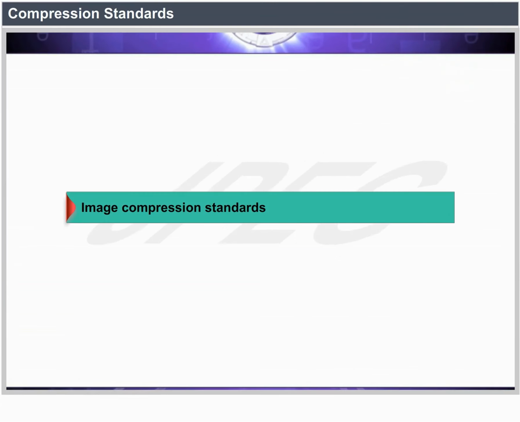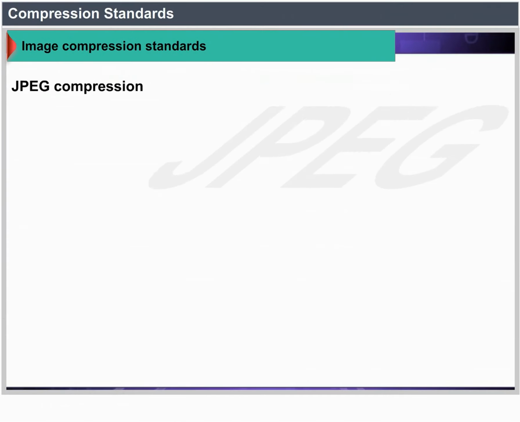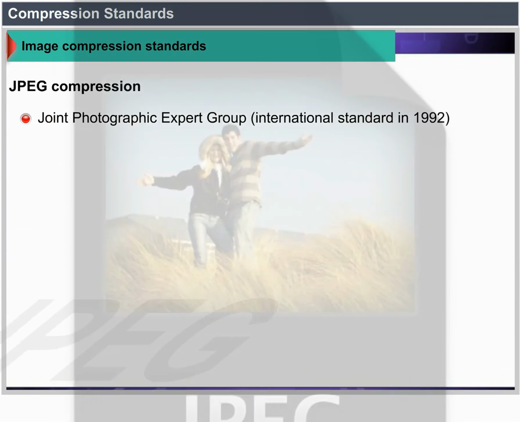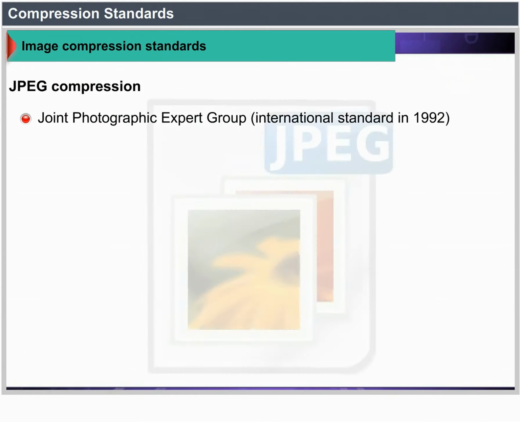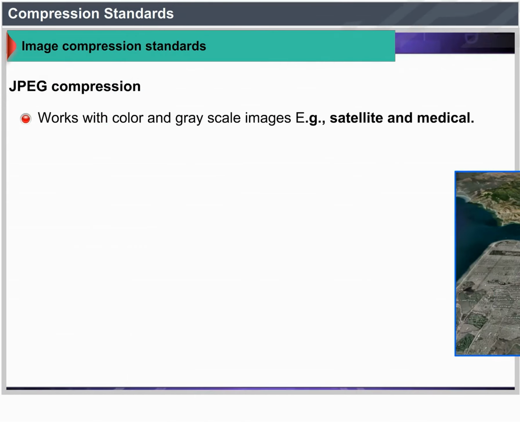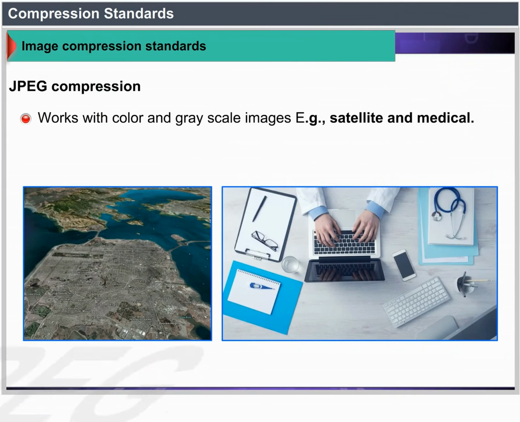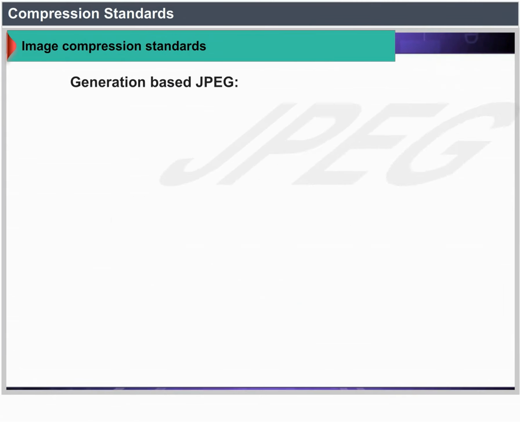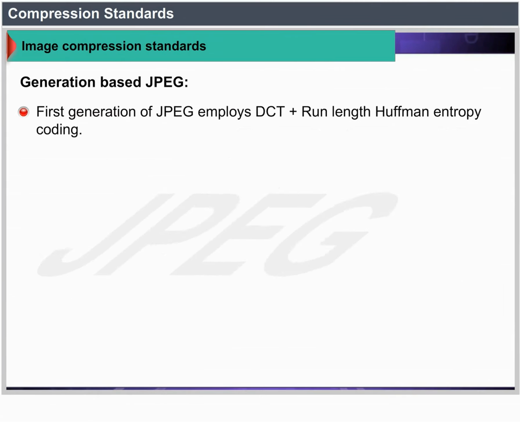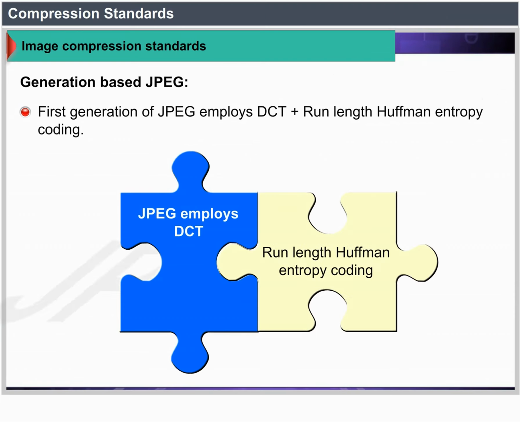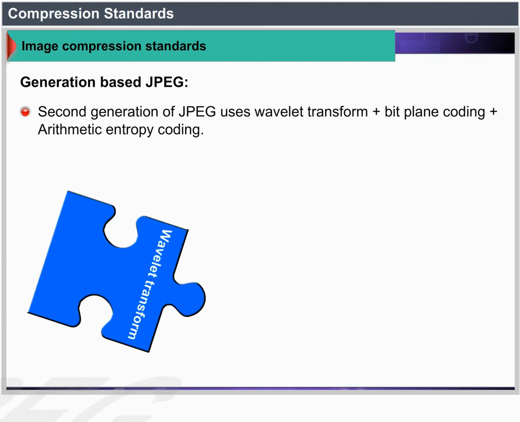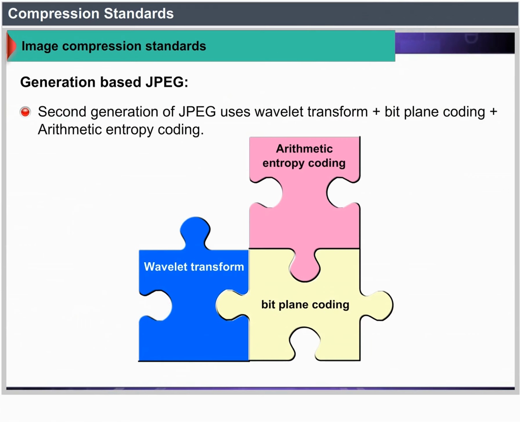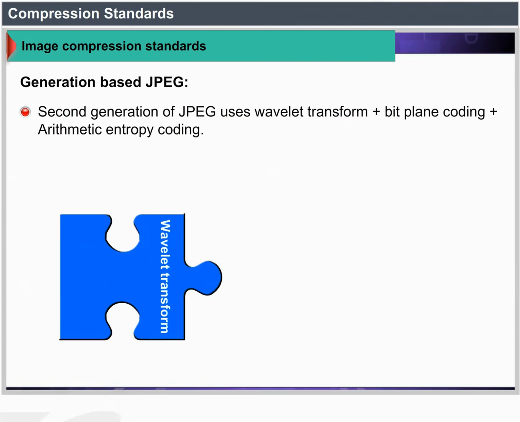Compression standards. Image compression standards. JPEG compression. Joint Photographic Experts Group, an international standard established in the year 1992, works with color and grayscale images, that is, satellite and medical. Generation-based JPEG: the first generation of JPEG uses DCT plus run-length Huffman entropy coding. The second generation of JPEG uses wavelet transform plus bitplane coding plus arithmetic entropy coding.